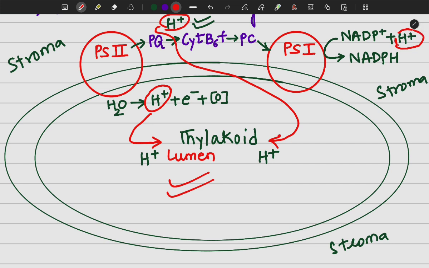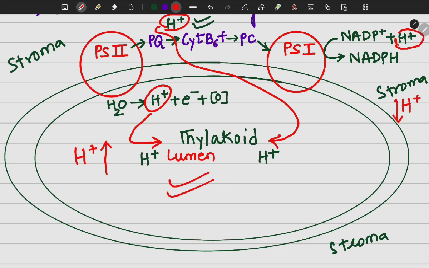But if we look at the lumen of the thylakoid, the lumen of the thylakoid is accumulating more and more hydrogen ions or protons, right? The proton is coming from the photolysis of water as well as through the electron flow in the electron transport chain. So this is creating a proton gradient. Now what do you mean by proton gradient? It means that the concentration of hydrogen ion is more inside the lumen of the thylakoid as compared to the concentration of hydrogen ion in the stroma.